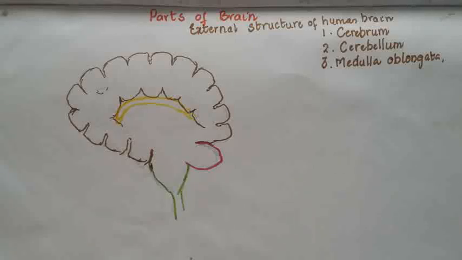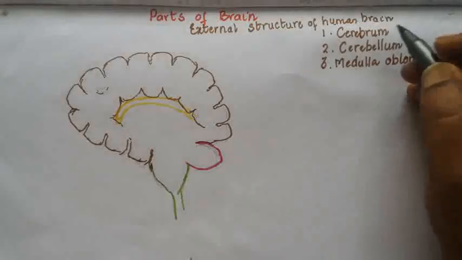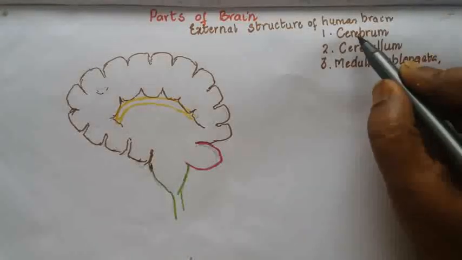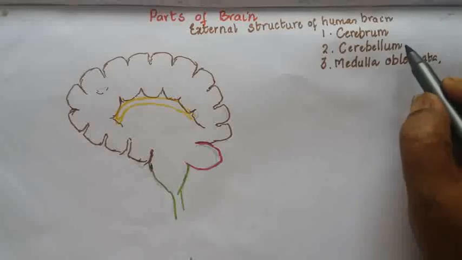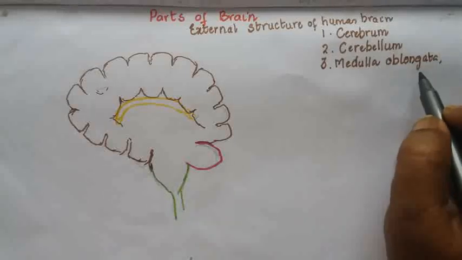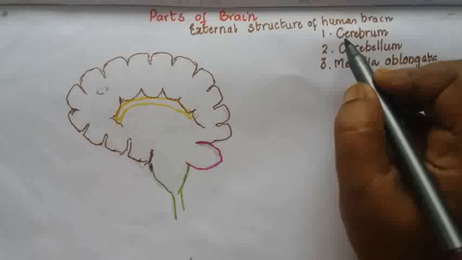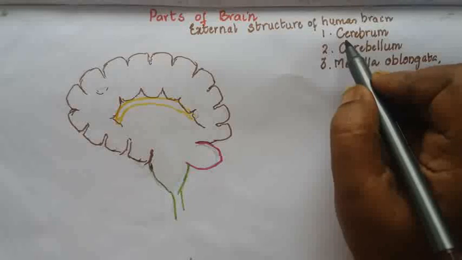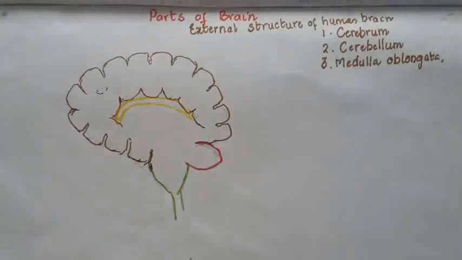So when you look at the human brain externally, it comprises three parts: cerebrum, cerebellum and medulla oblongata. Now let us start with the cerebrum. Yes children, here you can look at the diagram of the human brain.